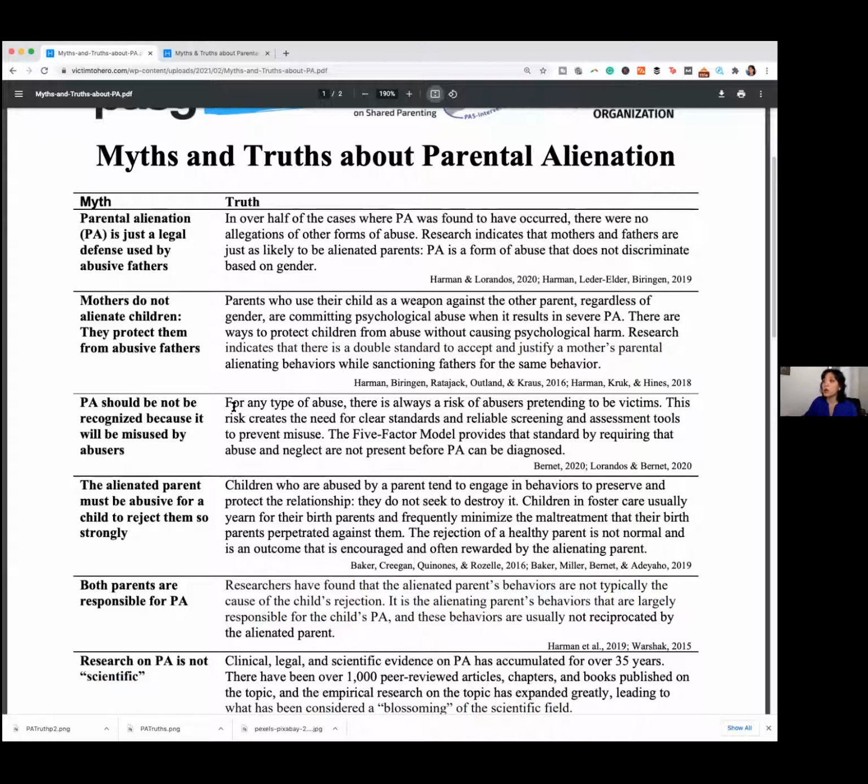So, for any type of abuse, there's always a risk of abusers pretending to be victims. The risk creates a need for clear standards and reliable screening and assessment tools to prevent misuse. Just like any kind of abuse, you need to recognize it, and if there's potential for misuse, then you need to create clear guidelines and standards and a way to make assessments. The five-factor model provides that standard by requiring that abuse and neglect are not present before parental alienation can be diagnosed. If you haven't seen the five-factor model, I highly recommend checking it out.